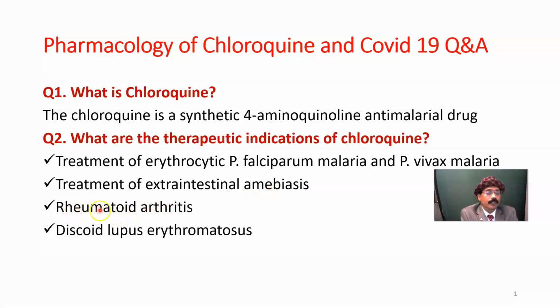Chloroquine is also used in the management of some autoimmune diseases like rheumatoid arthritis, usually treated by NSAIDs, and chloroquine is supplemented with NSAIDs when the NSAIDs do not work or need some supplementation. The rheumatoid arthritis management is done by chloroquine too. Discoid lupus erythematosus is also managed by chloroquine. Chloroquine is one of the treatments for discoid lupus erythematosus.